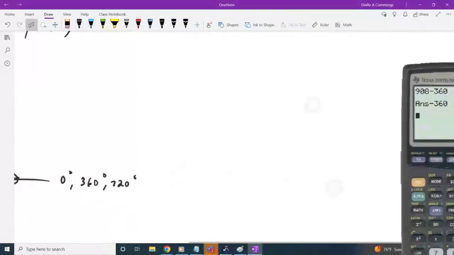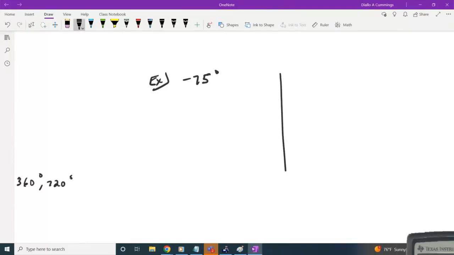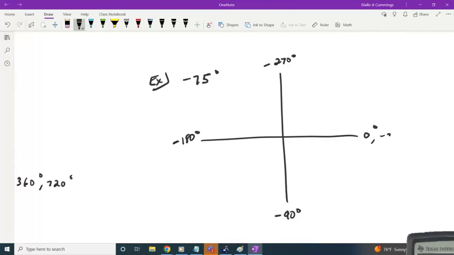I also want to find the smallest possible positive angle for negative 75 degrees. Be careful because here we're dealing with a negative angle. So I'm going to draw out my rectangular coordinate system, but I'm going to use negative angles instead of positive. So this is 0 degrees, negative 90, negative 180, negative 270, and back to negative 360.